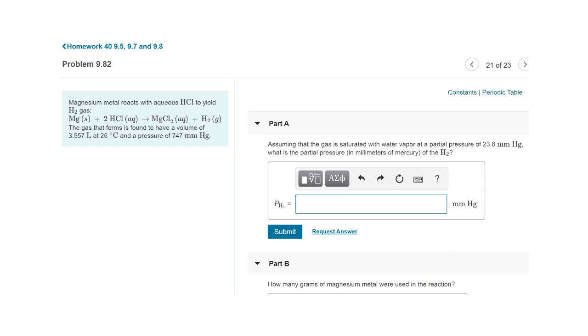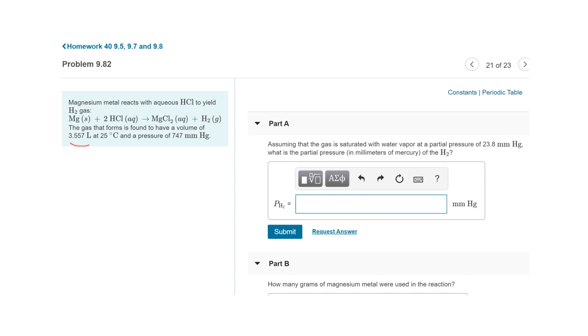All right, let's take a look at 9.82. Magnesium metal reacts with hydrochloric acid, and so on. The gas that forms is found to have a volume of 3.557 liters at 25 degrees Celsius and a pressure of 747 millimeters of mercury. Assuming the gas is saturated with water vapor at a partial pressure of 23.8 millimeters of mercury, what is the partial pressure of the hydrogen gas?